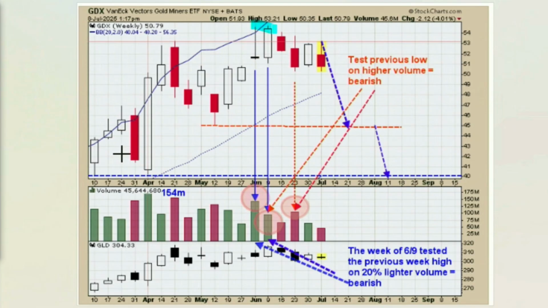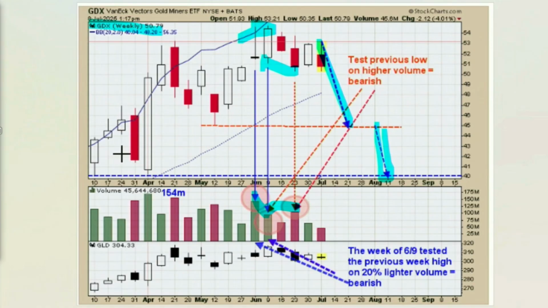This high tested this high on lighter volume, and this low here broke below this low. And if you notice, that low broke on higher volume. So at minimum, this low is going to be tested, and we're trying to test it right now. But this is a monthly chart, this is a weekly chart. Anyhow, in a nutshell, I think we're going to at least hit 45, and actually I think we'll get down to 40. The last part of the decline is usually the scariest, and that's the best time to buy. So nothing big there.